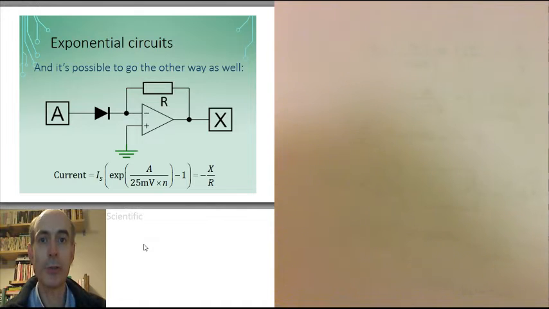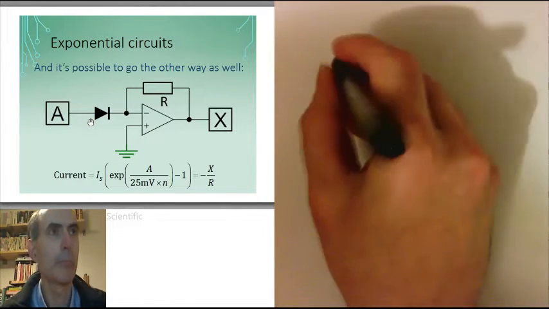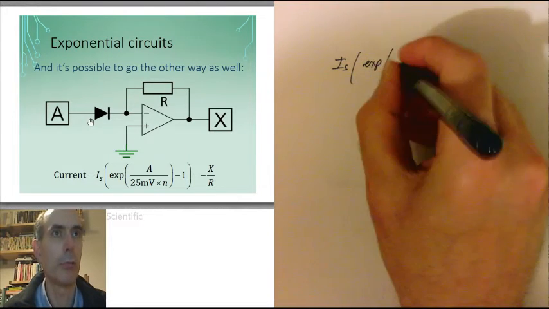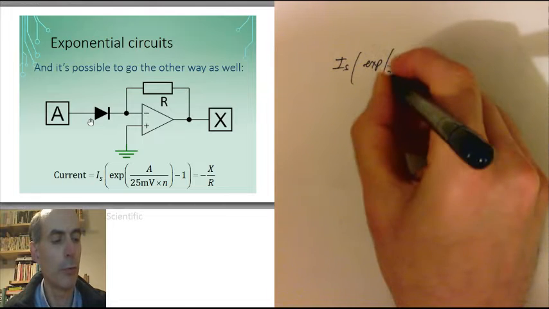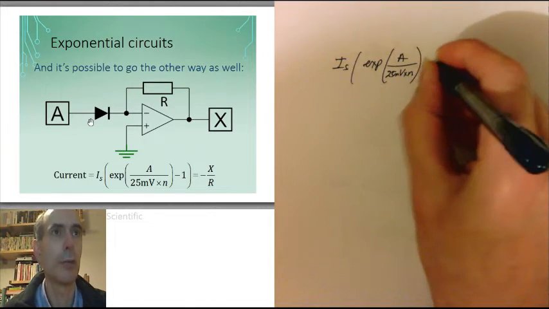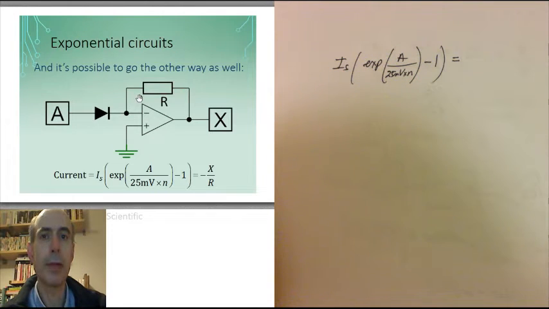We can go the other way as well. Similar argument. The current flowing into this circuit here through this diode is going to be related to the voltage across the diode, which is just the input voltage A, by the Shockley equation. So the current flowing in, IS times e to the power of A over 25 millivolts times n, the ideality factor of the diode, minus 1. And that is the current that's flowing through this resistor here.